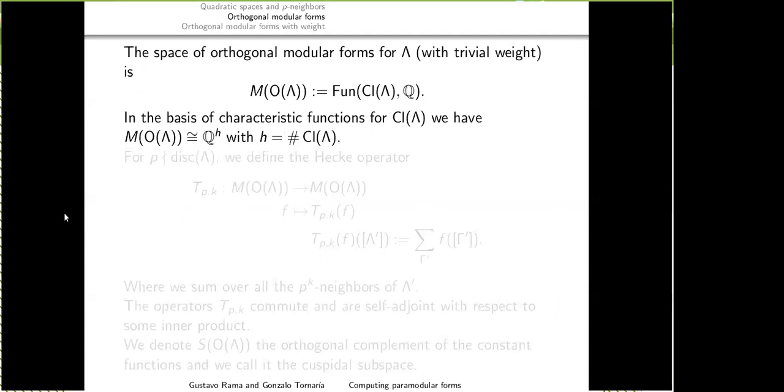Okay, so the space of orthogonal modular forms for a lattice lambda with trivial weight is the space of functions from the class set of lambda to Q. In the basis of characteristic functions for the class set of lambda, we have that the space of orthogonal modular forms is isomorphic to Q to the h, where h is the cardinal of the class set.